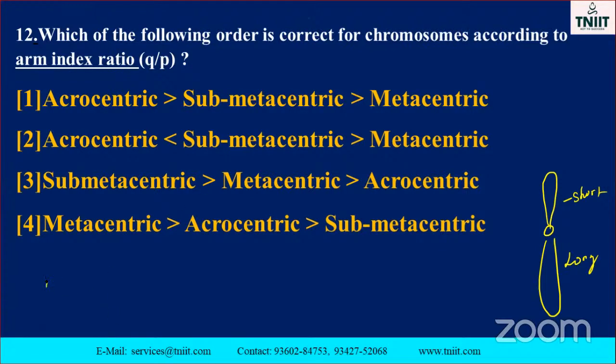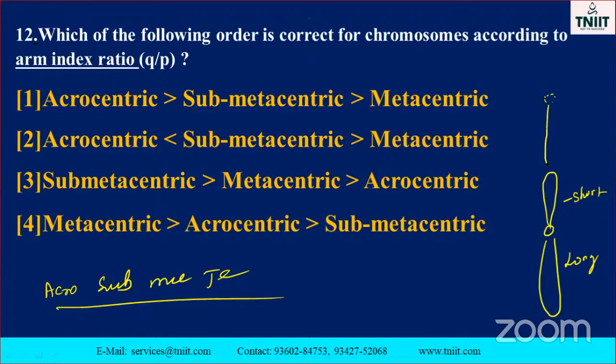First of all, acrocentric, submetacentric, metacentric, telocentric, like that it will come, isn't it? So the correct order is this one. So you see the options. The first two are acrocentric, the remaining two are submeta and meta. Acro means the absence of what? Centromere. Completely absent. That is called acrocentric.